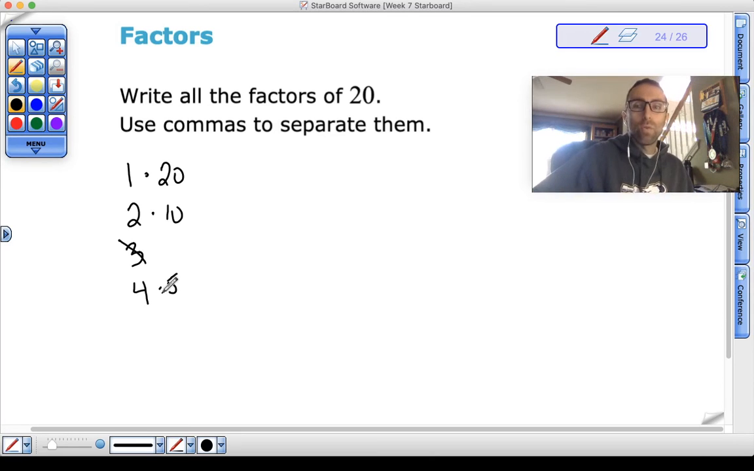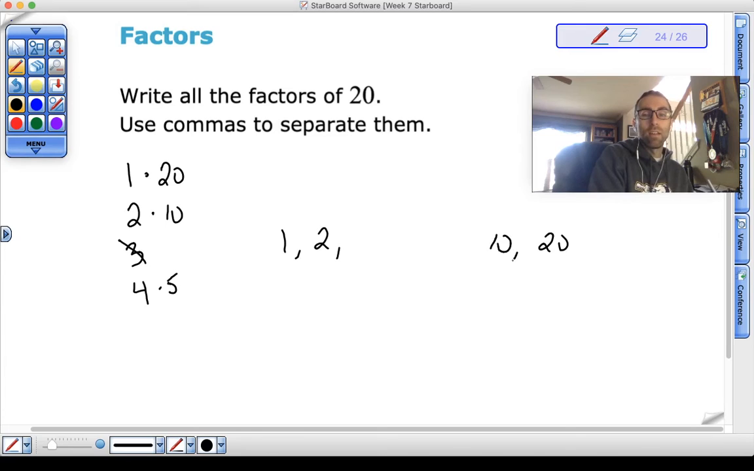So when I go to write out my answer for this, I want to write it by taking each of these numbers and spacing them out. So I want to have my 1, and then I can have 20 on the end, and then I can have a 2. I'm going to separate these with commas. A 2, comma, and then on this side over here, I'm going to have that 10, and then I have my 4, and then my 5, and these are all the factors of 20. 1, 2, 4, 5, 10, 20.